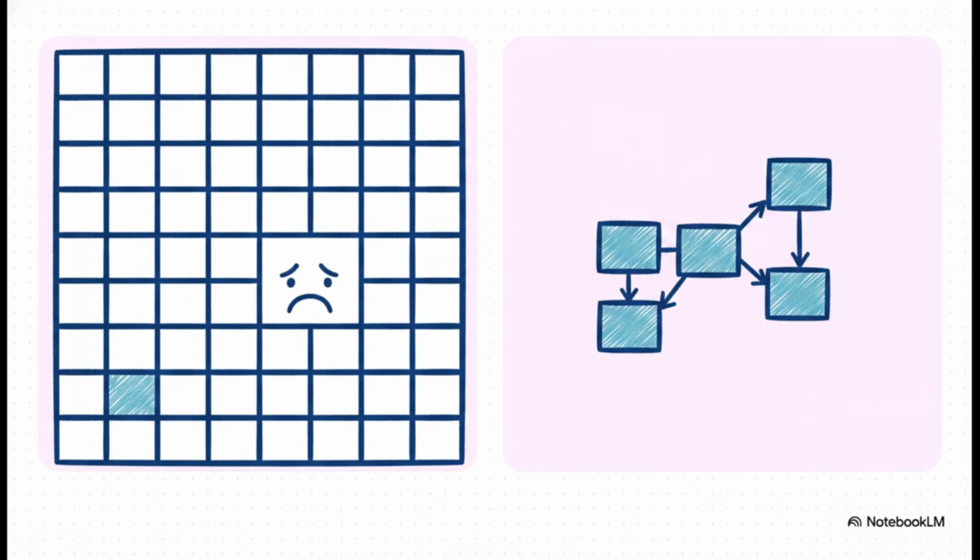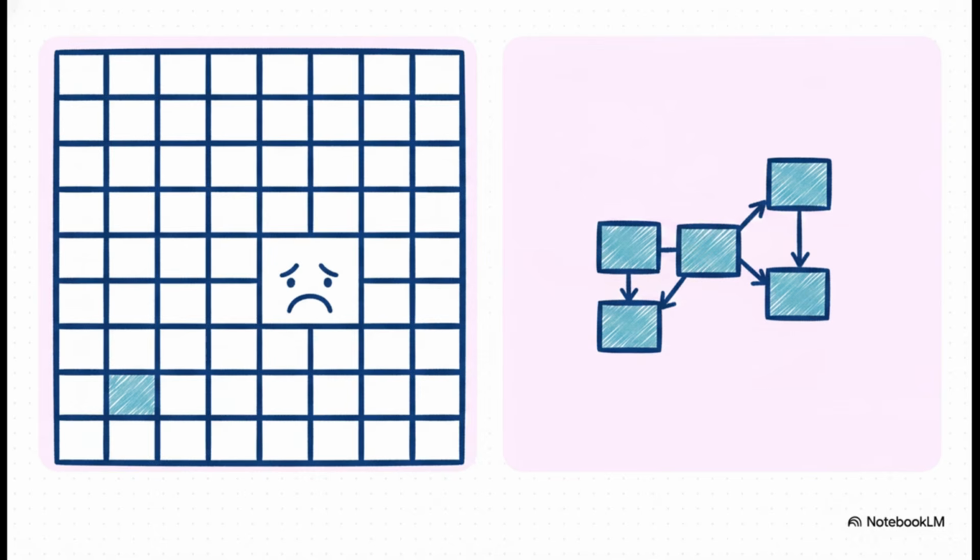But here's the thing. Matrices harbor a bit of a dark secret. They can waste massive amounts of memory. Imagine your graph has 1,000 nodes, but each node only connects to 1 or 2 others. Your matrix is going to be absolutely flooded with hundreds of thousands of useless zeros.